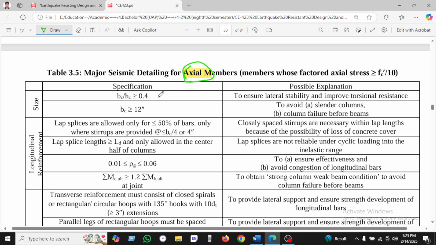Now we will see the axial member, which is the seismic detailing of the axial member, which is a column member whose factored axial stress is greater than fc divided by 10. So we can see here B divided by AC will be greater than 4. The possible explanation is to ensure lateral stability and improve torsional resistance. And the BC dimension will be greater than 10, to avoid slender columns and column failing before the beam. Okay.